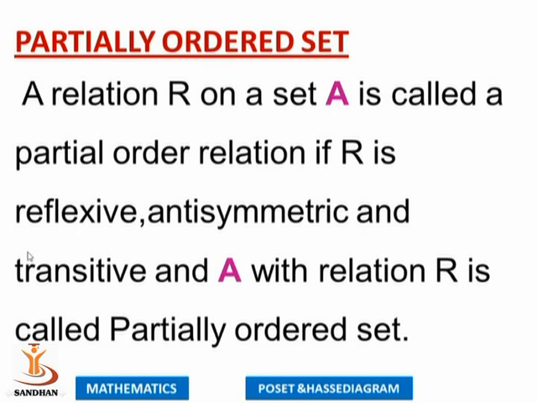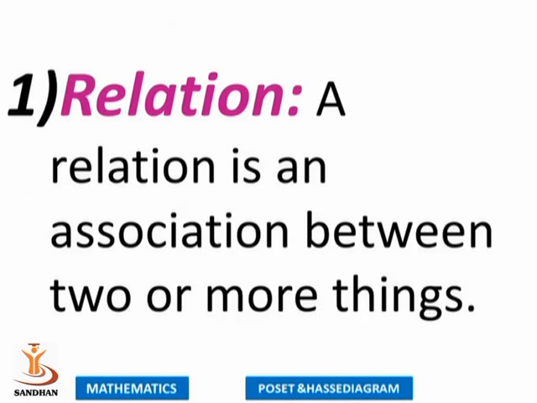A relation R on a set A is called a partial order relation if R is reflexive, antisymmetric and transitive. And a set A with the relation R which follows all these conditions is called a partially ordered set. So a poset contains a relation which is reflexive, antisymmetric and transitive. First of all, we learn what is a relation.